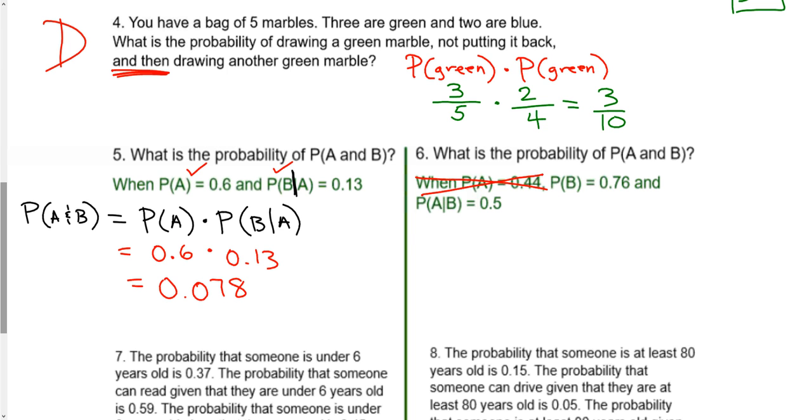So the formula says take probability of B and multiply it by the probability of A given that B has occurred. So it's just 0.76 times 0.5. What'd you get? 0.3.